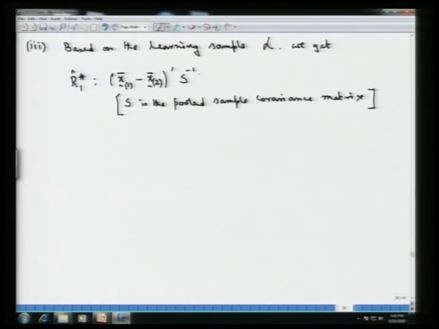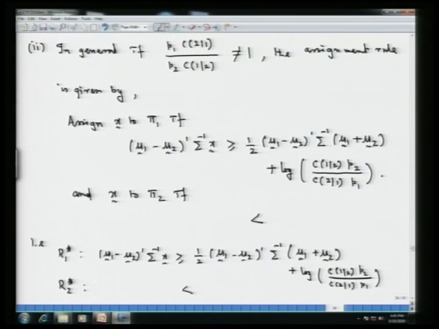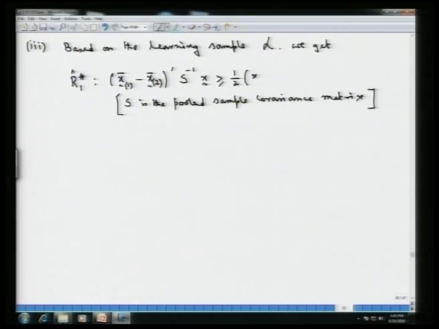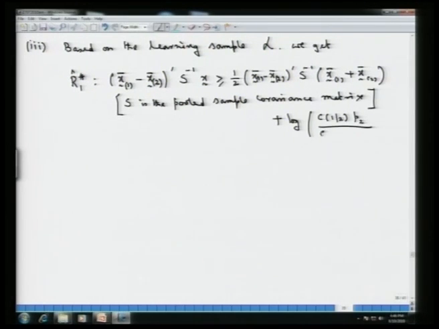So, this term is multiplied by x, that is greater than or equal to half times the corresponding estimates that we get of the corresponding quantities here. So, this is x 1 bar minus x 2 bar, for the first and second populations. This transpose S inverse, the pooled variance covariance matrix. Once again, this x 1 bar plus x 2 bar, this is the first term, and then the second term would remain as it is, because for any practical purposes these costs of misclassification and the prior probabilities will be assumed to be known.